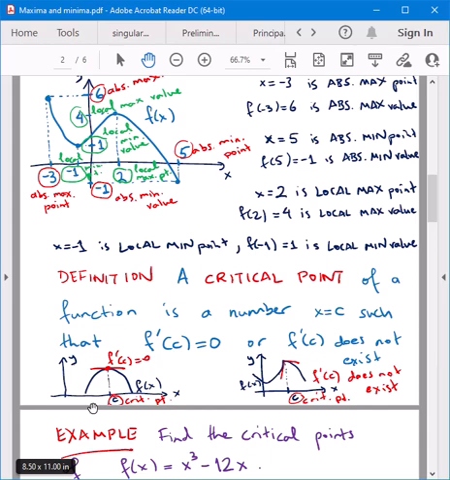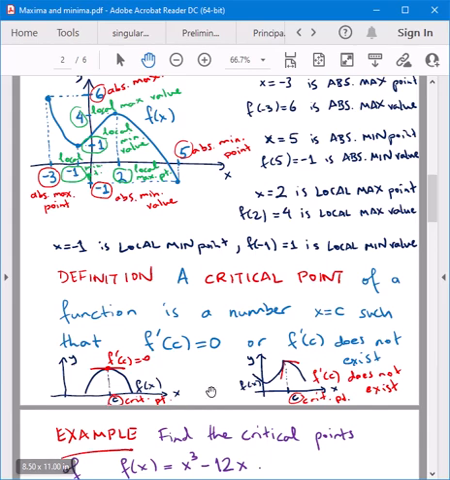When the tangent line is horizontal, it's neither going up nor going down, so neither positive slope nor negative slope, so it must be 0 slope. So if a tangent line is horizontal, the slope is 0, which means the derivative is 0 there. So this point c is one example of a critical point. So if the tangent line is horizontal, then the derivative is 0, then that's a critical point.